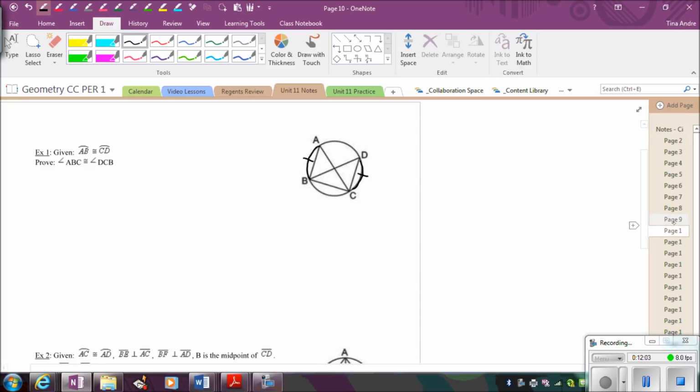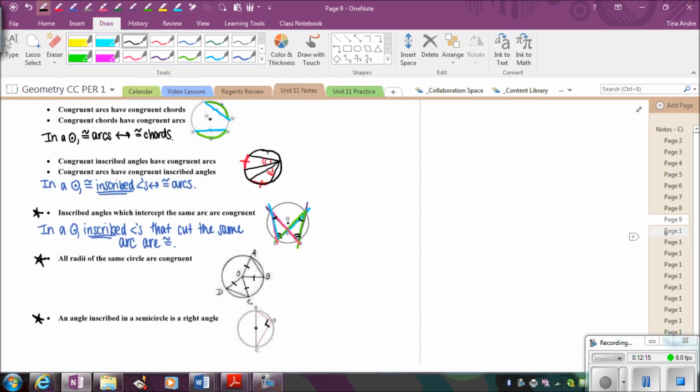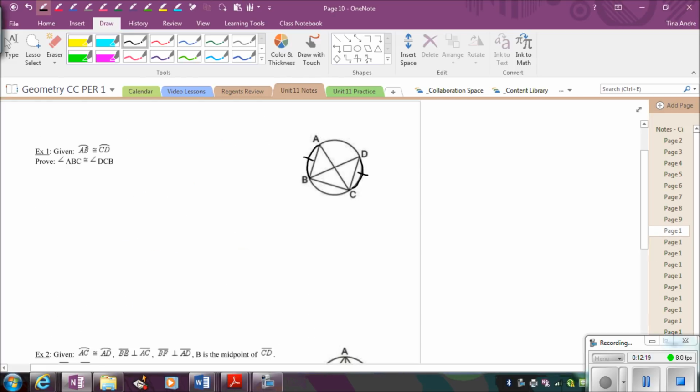So right away, I can go back and look at my circle theorems. Anytime I have congruent arcs, that means I have congruent central angles, I have congruent chords, and I also have congruent inscribed angles. So from there, I can see that these two chords would have to be congruent. I'm seeing that angle DBC and angle ACB are cutting into those arcs, so those angles have to be congruent as well. So that's kind of where I could start with this. So let's go ahead and start with that.